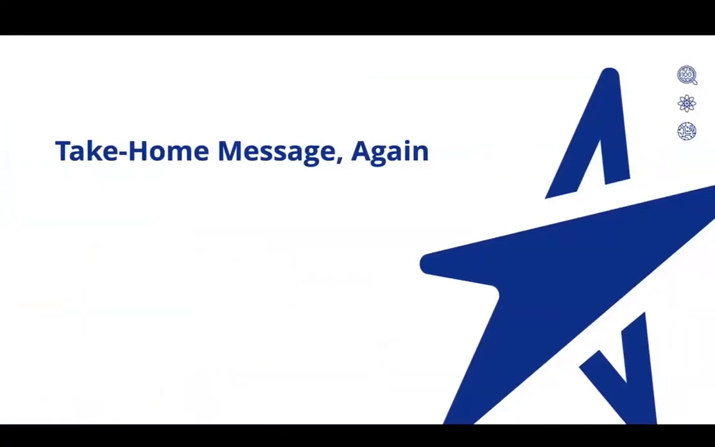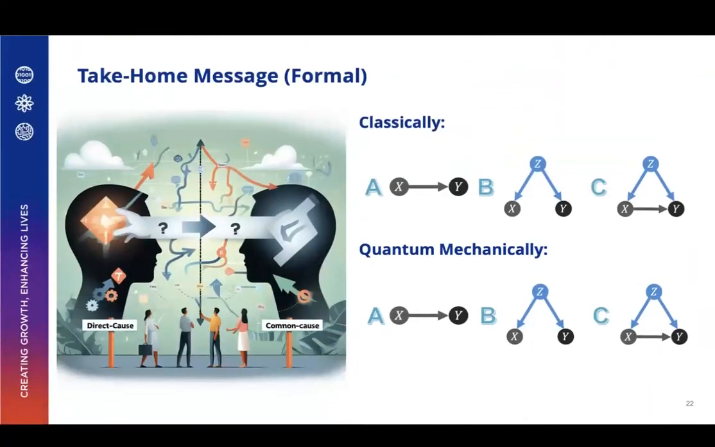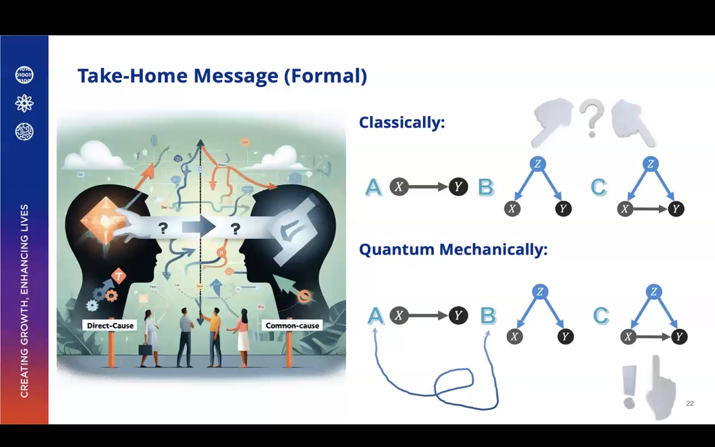Now let's come back to the take-home message again. Classically, when you remove the possibility to be direct cause, you still need to figure out whether the causality is a common cause or a mixture. That's classical. But in quantum mode, when you remove the possibility to be direct cause, sometimes you will also remove the possibility to be common cause, because there's a fundamental trade-off between direct cause and common cause. Then the answer must be a mixture of direct cause and common cause.